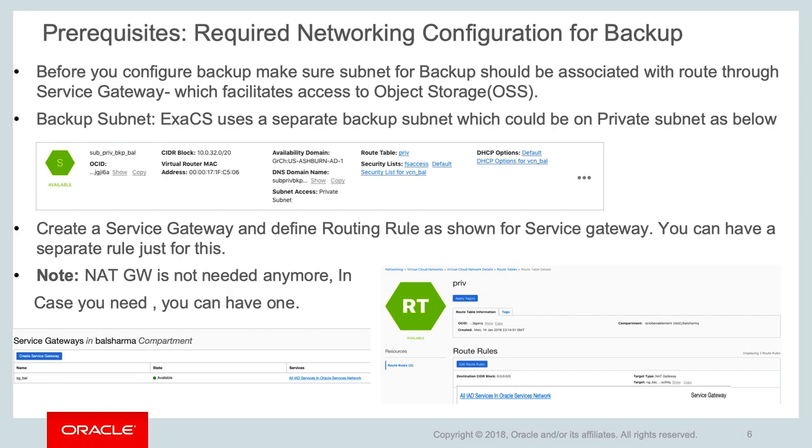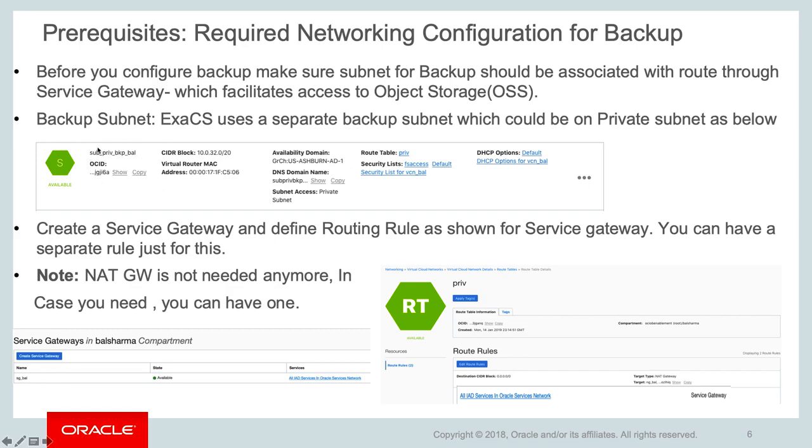Before you configure backups, you have to make sure the subnet for backup is associated with routing through the service gateway, and that is the one which facilitates access to object storage. Coming to the backup subnet, ExaCS uses a separate backup subnet, which we have seen during provisioning of the Exadata environment. This backup subnet is going to reside on a private subnet. We use private subnets for all of the database deployments.